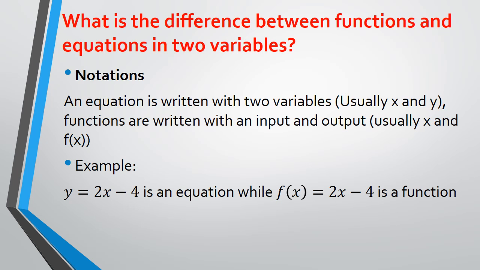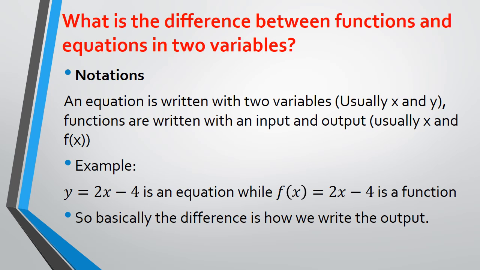To give an example, we have y equals 2x minus 4. That's an equation because we have two variables, x and y. The same equation can be written as a function, f of x equals 2x minus 4, because we have an input, x, and an output, f of x. So basically the difference between these two is how we write the output. For equations we write y, for functions we write f of x.